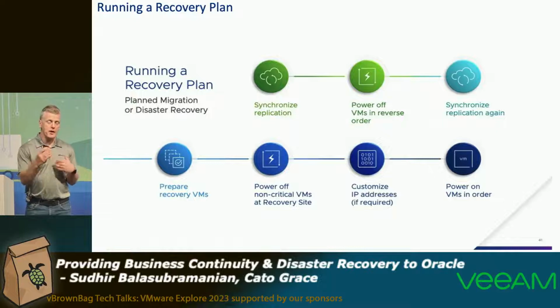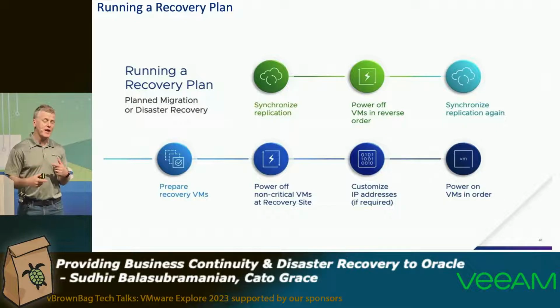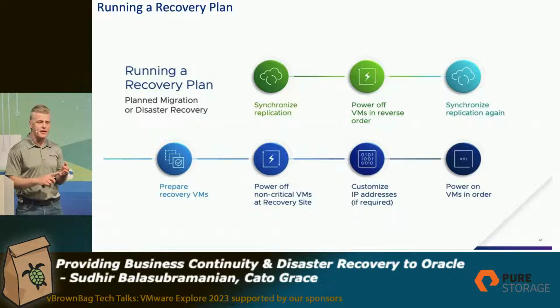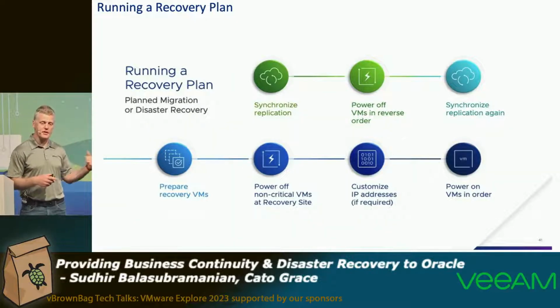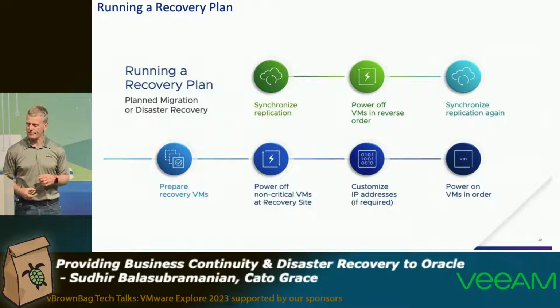We do a whole bunch of preparation to get those VMs ready to be recovered. That's everything from getting your storage mounted onto the host to getting the VMs added into inventory. We're also able to customize the IP addresses if you want to do that as part of the recovery. We'll power on the VM with the network disconnected, change the IP address, power it off, and then power it on again in the order that you want it recovered in.